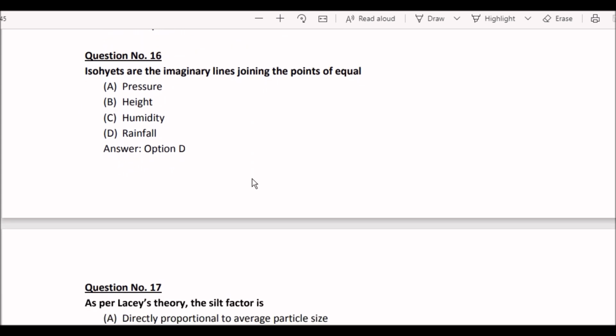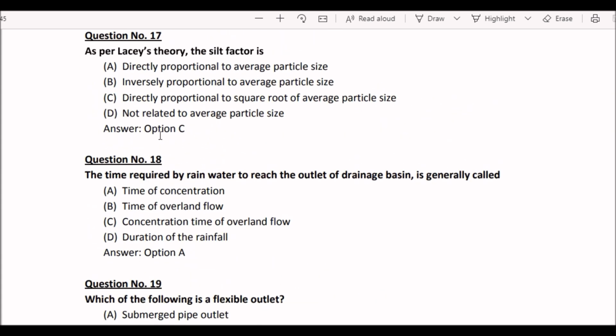Isohyets are the imaginary lines joining the points of equal. Option A. Pressure. Option B. Height. Option C. Humidity. Option D. Rainfall. Right answer is option D. Rainfall. Okay. Next question.